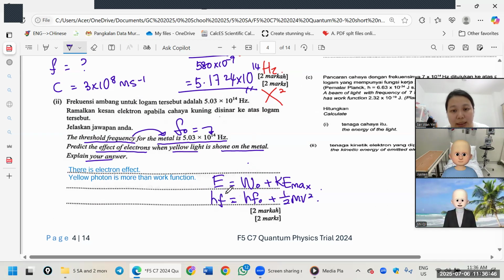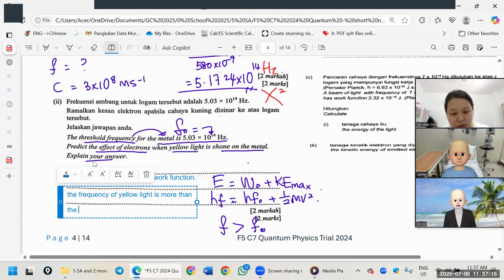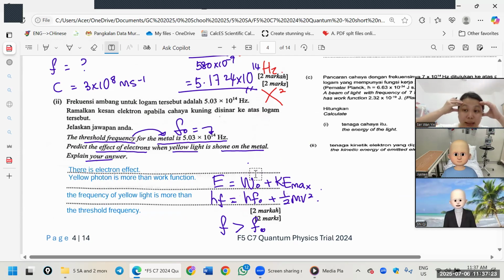Okay, so now we can say what? We can say F is bigger than F naught, no? So what is F? F is the frequency of yellow light is more than the threshold frequency. Get the idea?